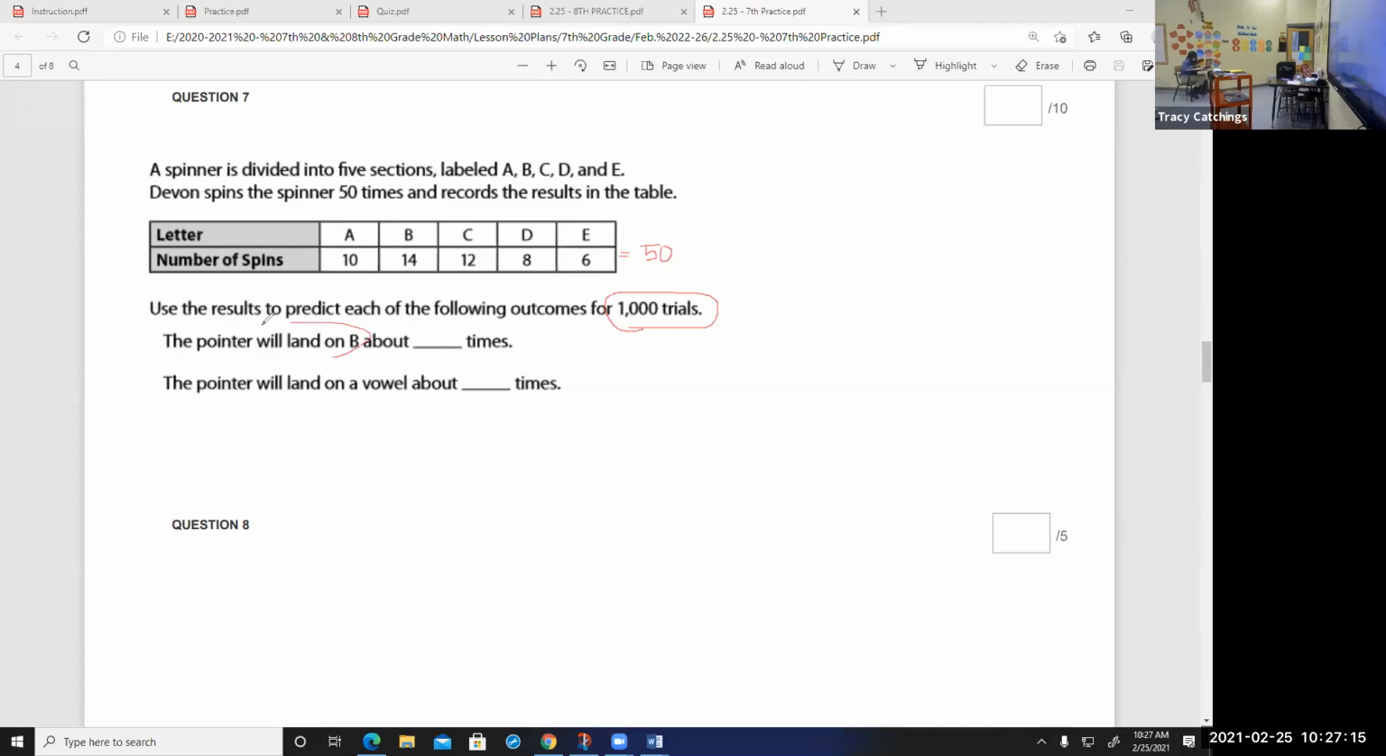Now the first thing they asked us about was landing on B. How many times did we land on B? 14. So that'll be 14 out of 50, and they told us our new denominator is 1,000. 50 times what is 1,000? 20. So 14 times 20 is 280. That means we will land on B 280 times, and of course you'll have your fraction with it to show the equivalence.